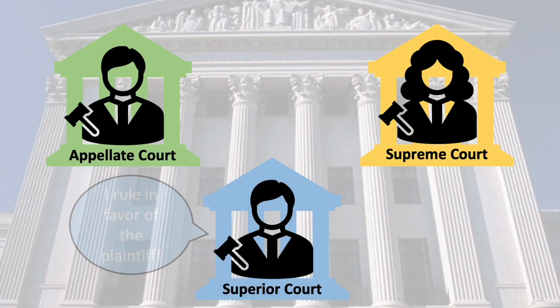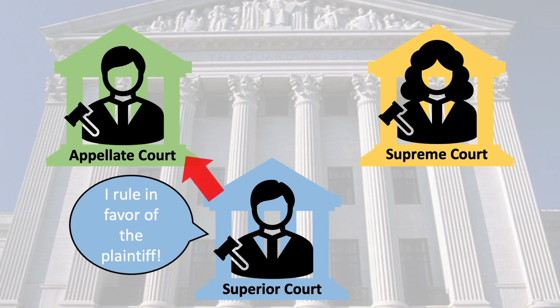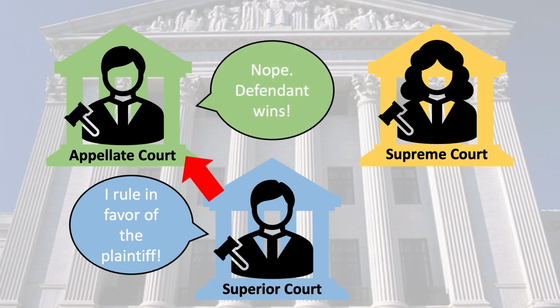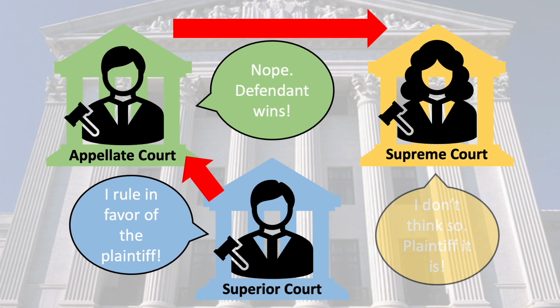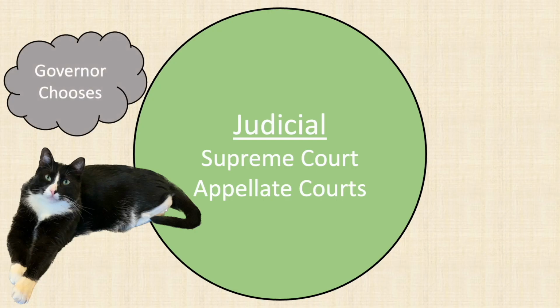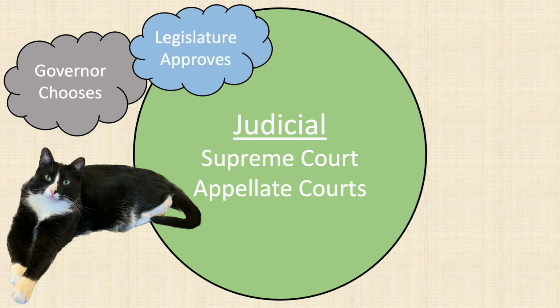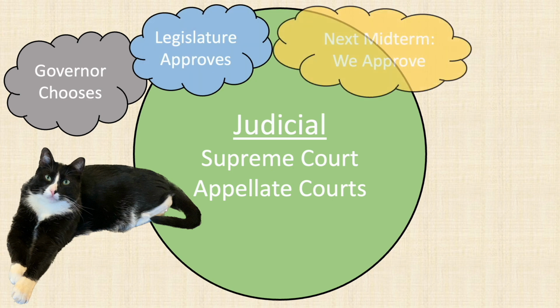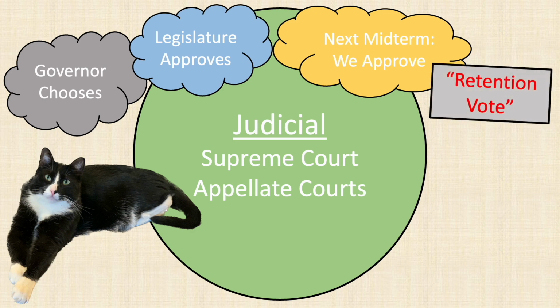Beyond the superior courts, Californians also vote to retain members of our appellate and Supreme Courts. Any decision made by the Superior Court can be appealed, and that happens at the appellate level. Decisions made by the appellate courts can be appealed to the Supreme Court, the ultimate law of the land in California. Appellate and Supreme Court judges are appointed by the governor and approved by the legislature. Then at the next midterm election, the people in their district get to say whether they should remain on the bench. This is called a retention vote.